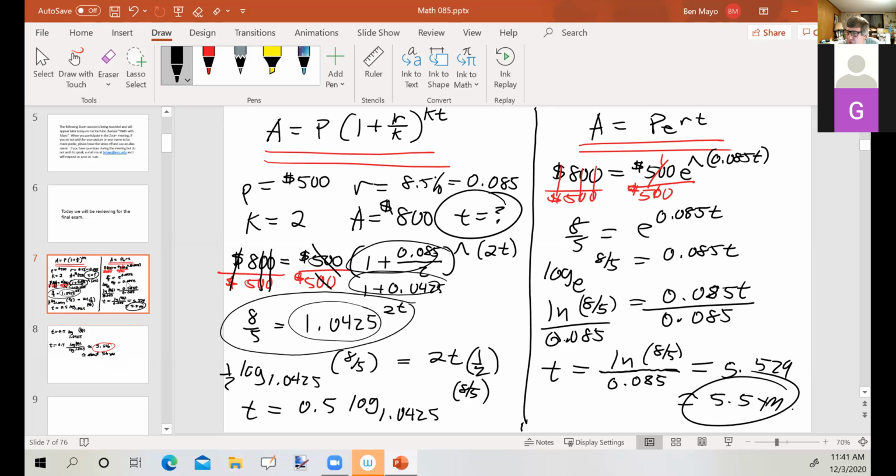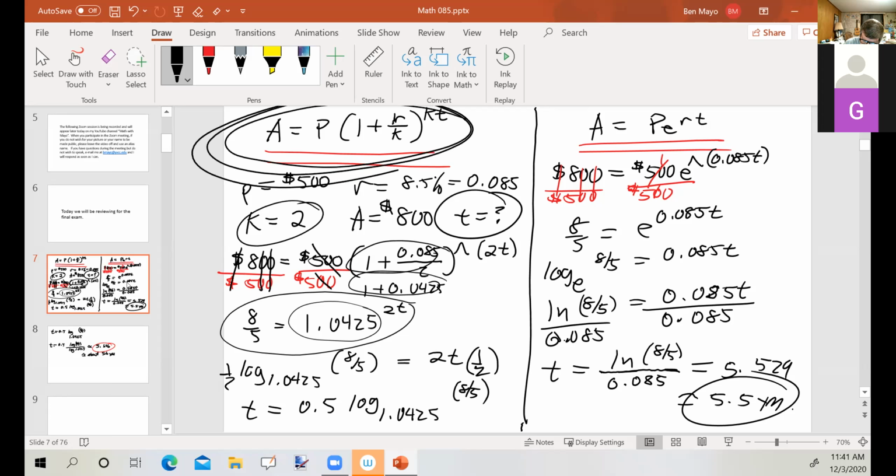But the difference in the two problems was the first one semi-annually, the second one continuously. Now let's expand on that. If you're dealing with a population that's growing or decaying, we assume continuous growth or decay. So the only time you're going to use this formula is when you're dealing with something that's compounding non-continuously. Does that make sense? Yes.